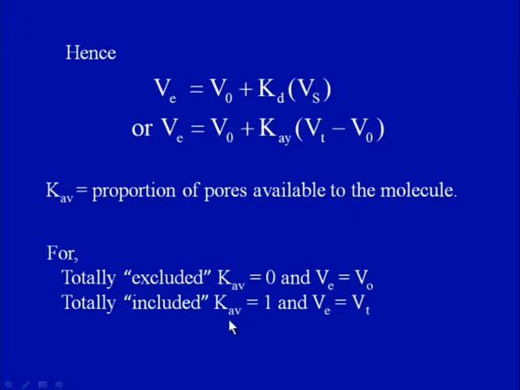A totally included molecule is like there is no fractionation happening, and the elution volume will be almost equal to the total volume of the column. And the intermediates could then be separated in between; they will have certain values between 0 and 1.